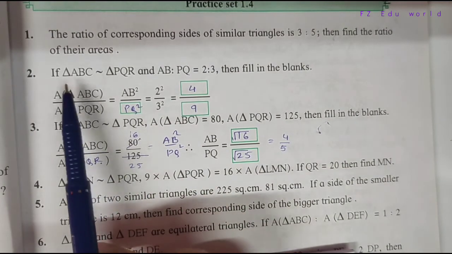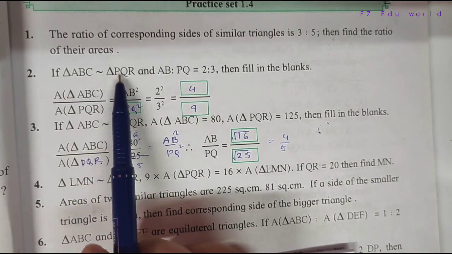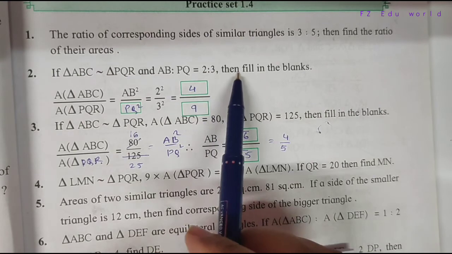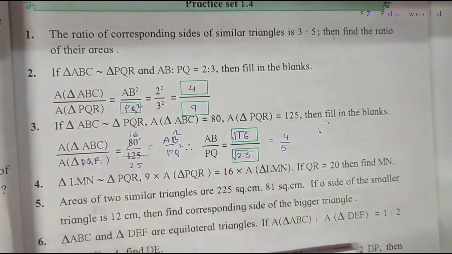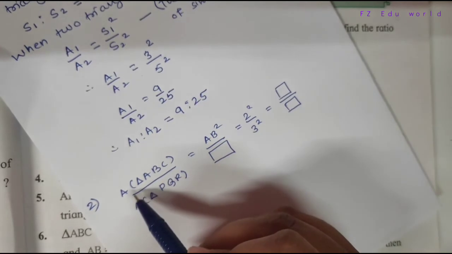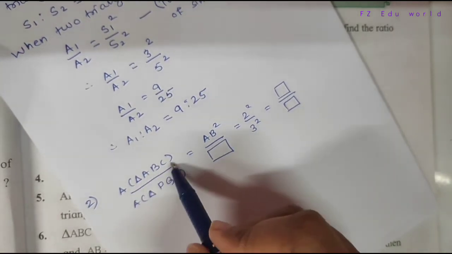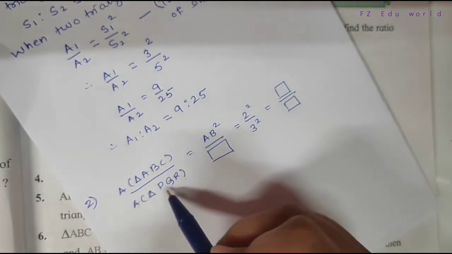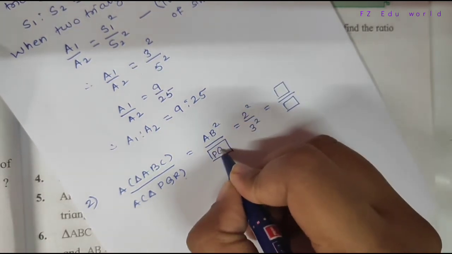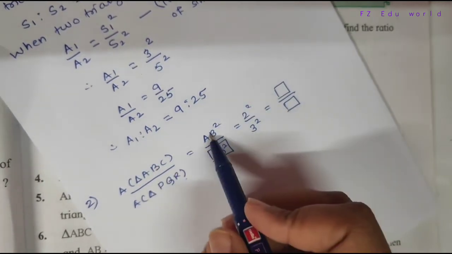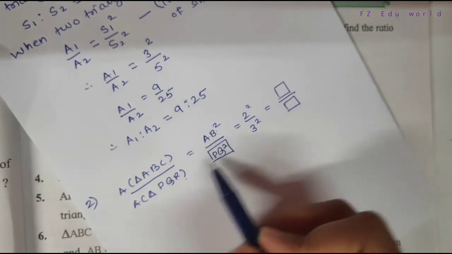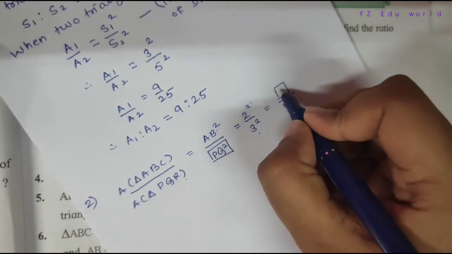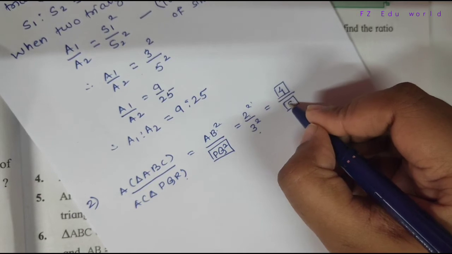Second question: if triangle ABC is similar to triangle PQR and AB is to PQ is equal to 2 is to 3, then fill in the blanks. We need to fill these blanks. Area of triangle ABC upon area of triangle PQR is AB square upon PQ square. We take these first two vertices here. So 2 square upon 3 square. 2 square is 4 and 3 square is 9.